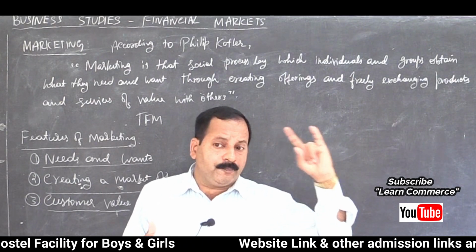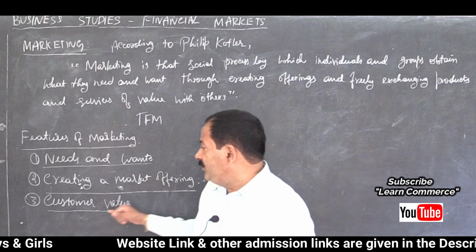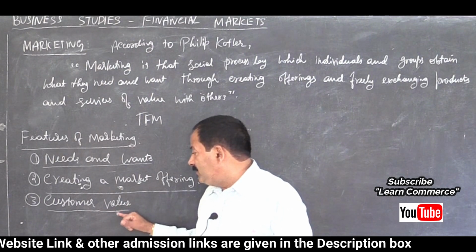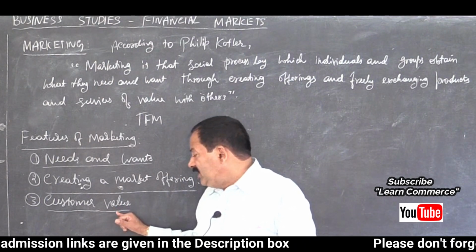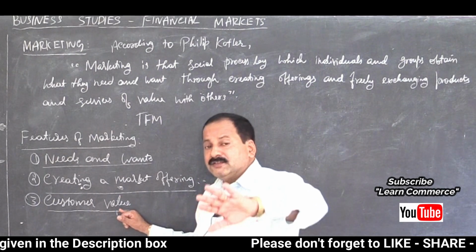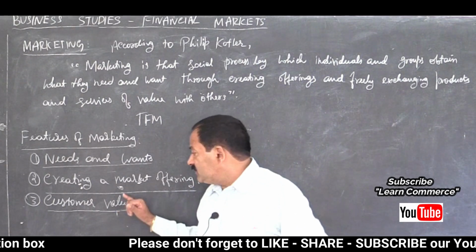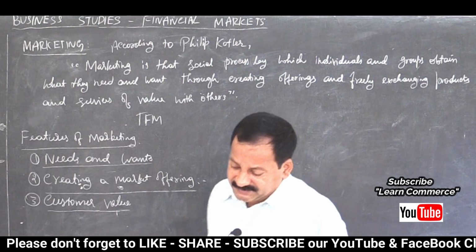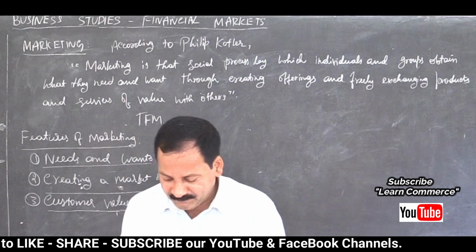So whenever you provide a product to the customer, it should be of some value, or a benefit. It should give equal benefit or more than the value the customer is providing. Such benefit should be provided to the customer. That is the third feature.